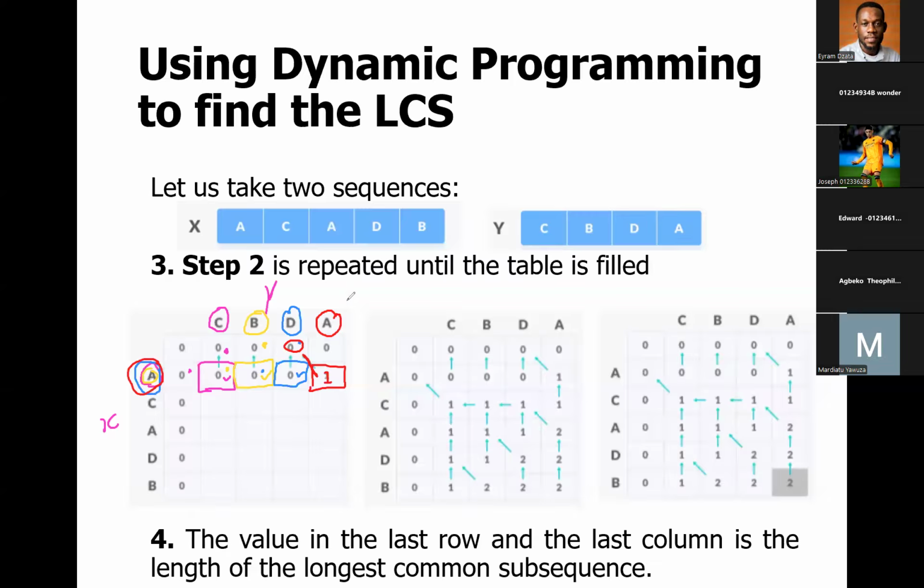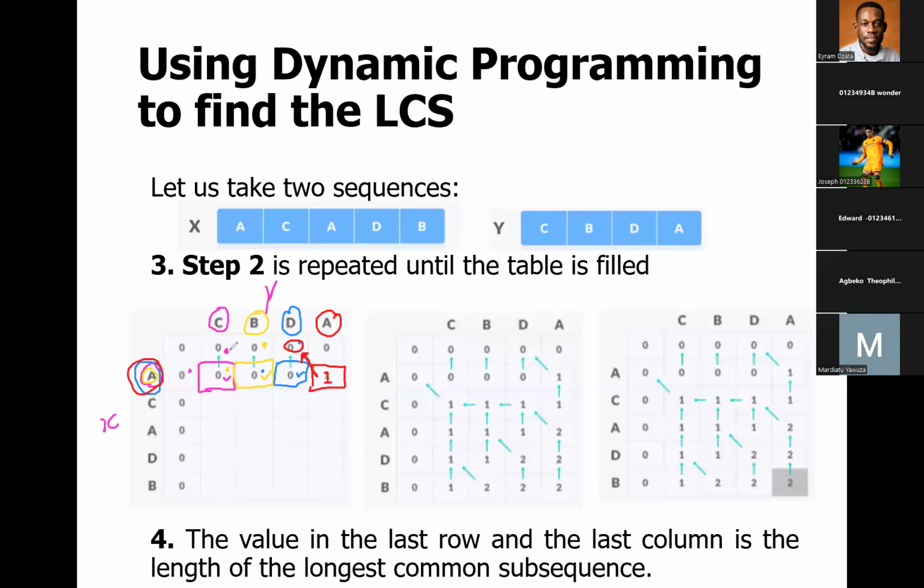Okay, sir, let's repeat it for this one. Over here. Let's not forget that we will point the arrow to the diagonal. So this is the cell, and this is the arrow. Okay. So let's take this one.